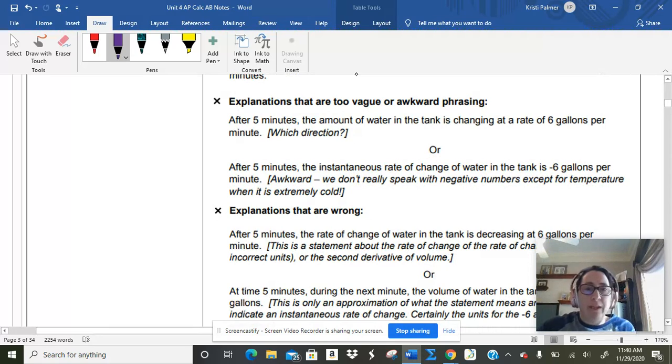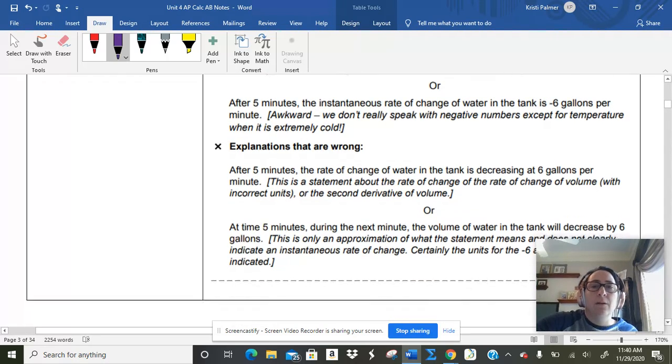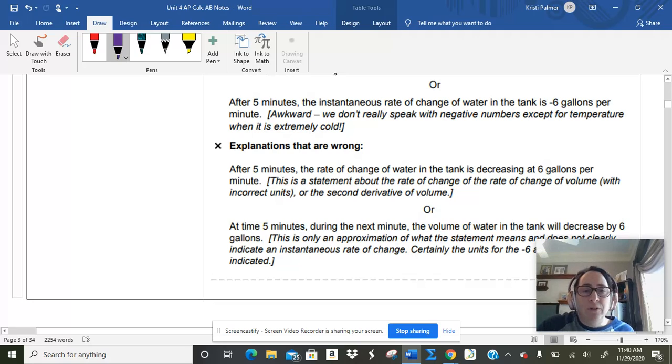Okay, so some bad things. After 5 minutes, the amount of water is changing at a rate of 6 gallons. So if they say changing, then I need to have had the -6. After 5 minutes, the instantaneous rate of change of the water in the tank is -6 gallons per minute.